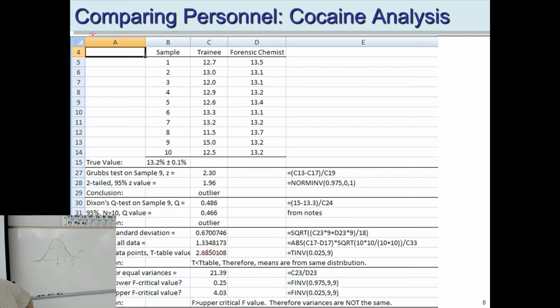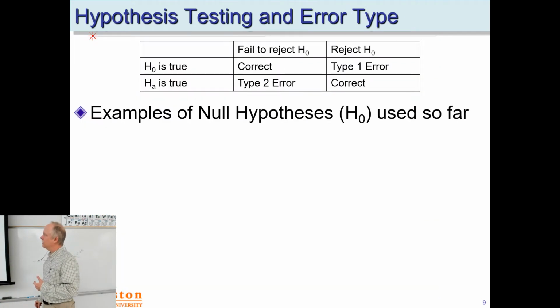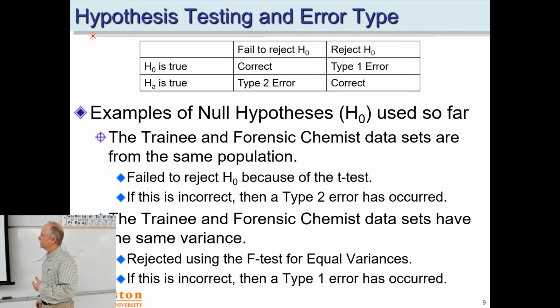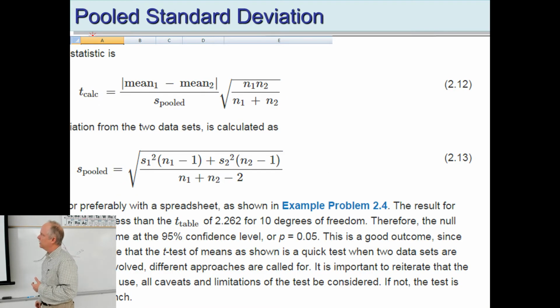And then you have the table data. And so if your t-statistic is less than the t-table, the means are from the same distribution. If the t-value is greater than that t-table, then they're from different distributions. So let's look at the t-test. Let me skip past this for a second. So here's the t-test calculated for the data.